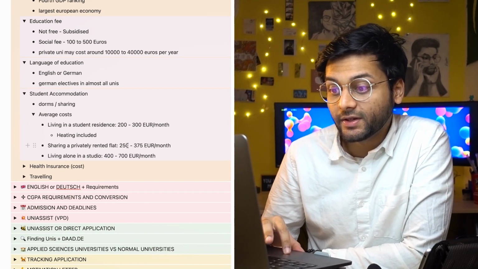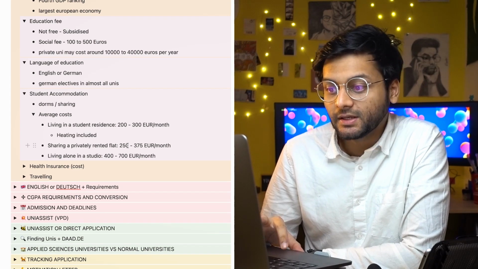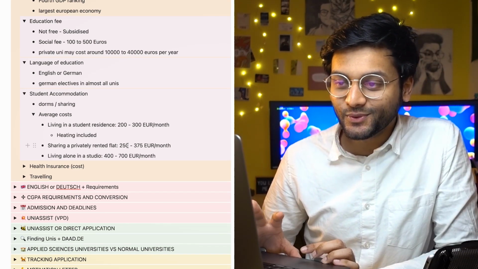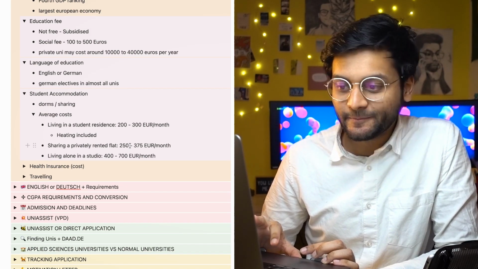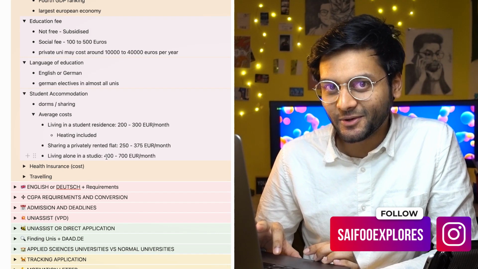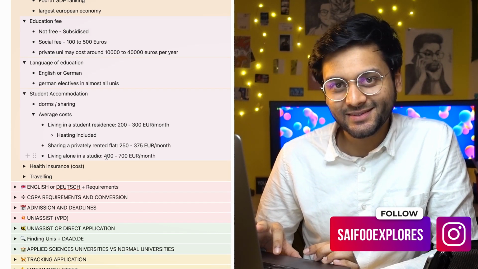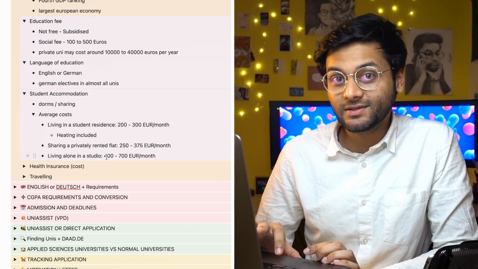Next, you can also live in a private rented apartment or a flat, which might be shared by a couple of people. That will cost you somewhere around 250 to 375 euros per month, depending on the city and the area you are living in. And last but not the least, you can live in a studio apartment. Live alone in a studio apartment, which sounds quite sad, but it will cost you somewhere around 400 to 700 euros depending in which city you are living in.